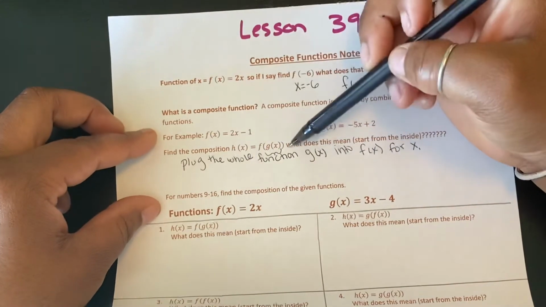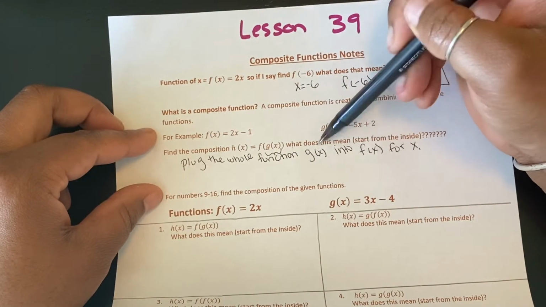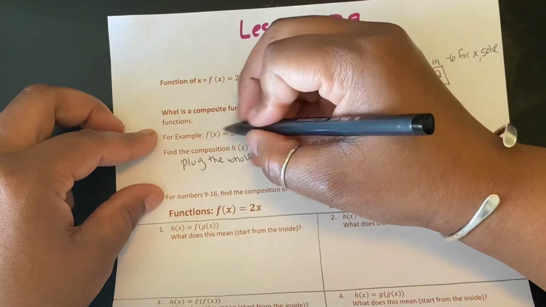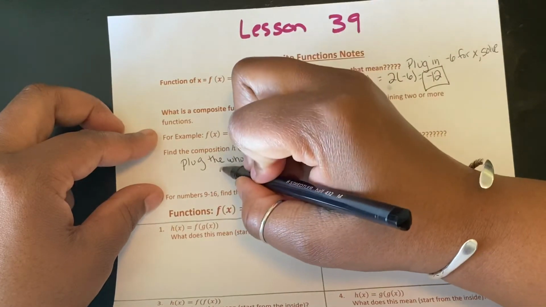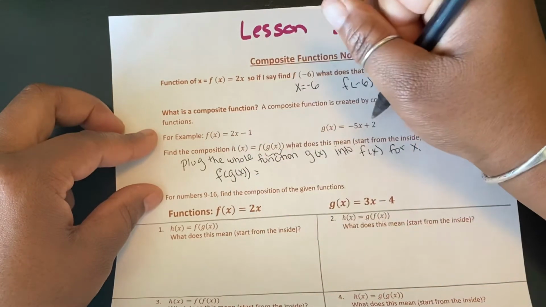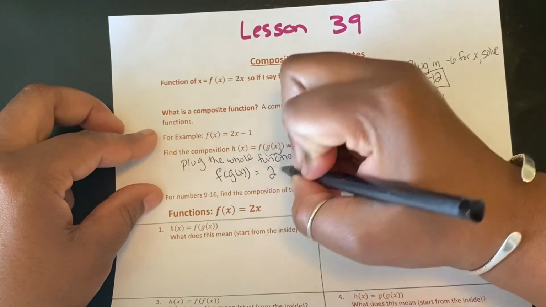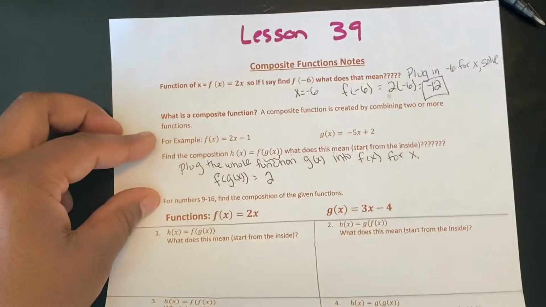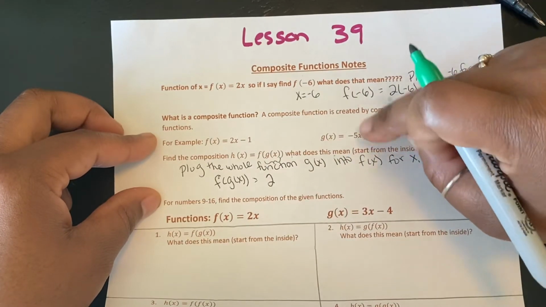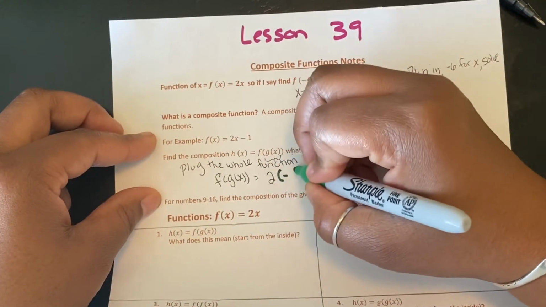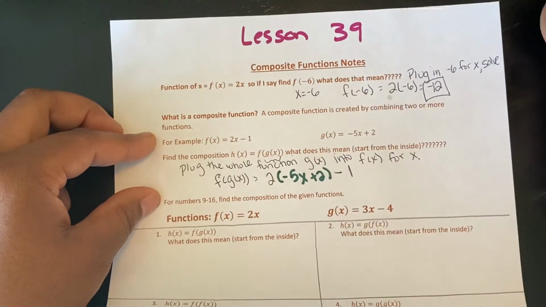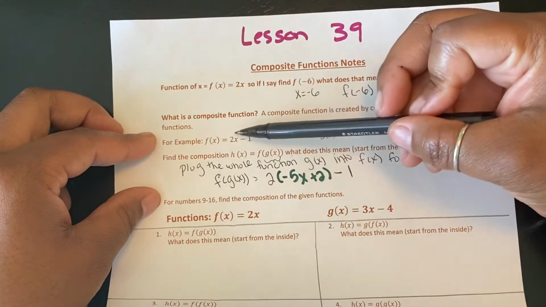Wherever we see x in the function f of x, we're going to plug in the whole function g of x. So f of x is 2x minus 1, right? So f of g of x is going to equal 2 times, and instead of x, I'm going to plug in g of x, which is negative 5x plus 2. 2 times negative 5x plus 2, minus 1.